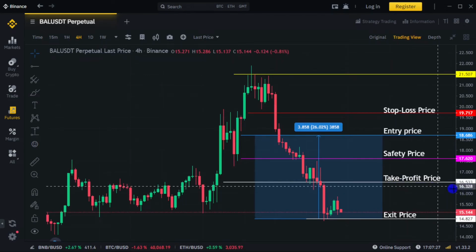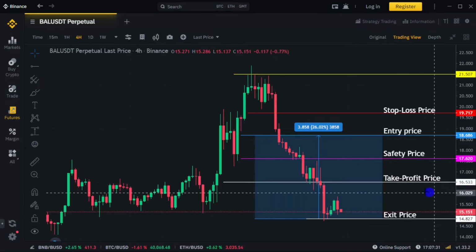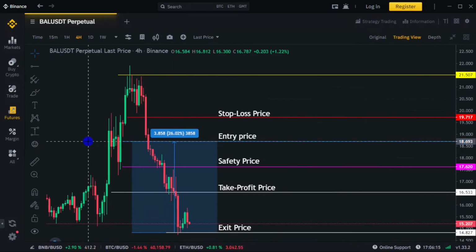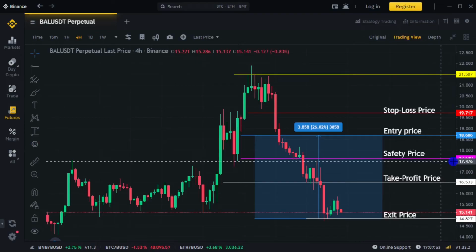Step 3, for me to get my take profit price at a 2-to-1 profit loss ratio, I had to measure 30%, and then I used the white horizontal line tool to indicate my take profit price, which is $16,533. Step 4, for me to get my safety price, I had to measure 22%, and then I used the purple horizontal line tool to indicate my safety price, which is $17,620.